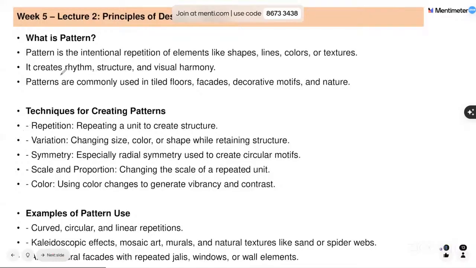So what happens when you use pattern? When we use pattern, it creates a rhythm, structure, and visual harmony. Patterns are very commonly used on our floorings in the form of tiles or on carpets or on building facades, which is elevations, as decorative motifs and also in nature. For example, the leaf of a particular tree.